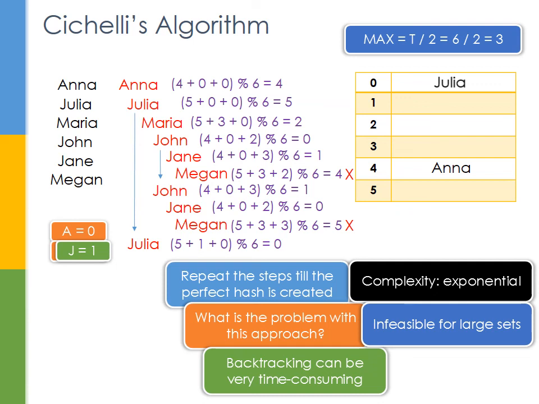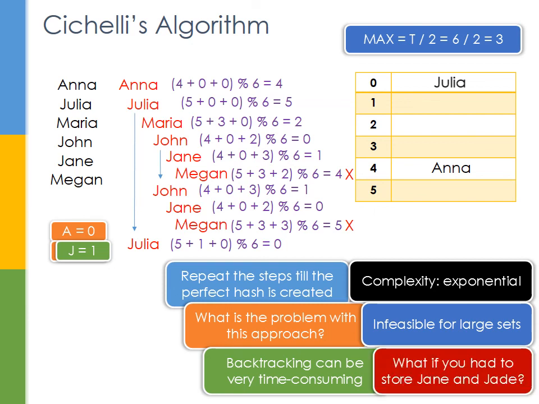In fact, for some sets of strings, this algorithm would always fail. And if I ask you what that condition is, you should easily be able to point out that the algorithm only relies on the first and the last character, and it discards all the characters in the middle of your word. So what if we have Jane and Jade in the same set of words? They both have the same length, they both start with J, they both end with E. So no matter what you do, no matter what tricks you try to perform, Jane and Jade will forever collide. There is nothing Cichelli would be able to do to help you there.